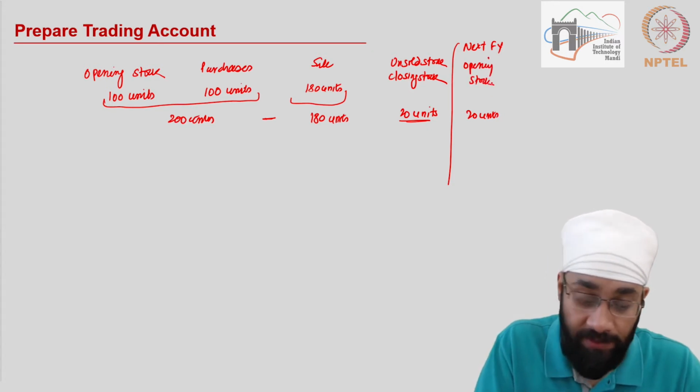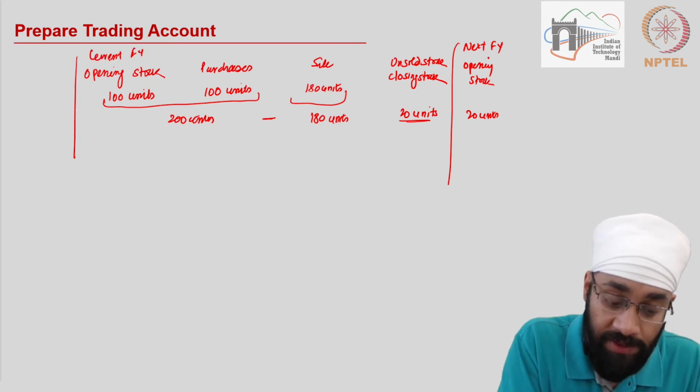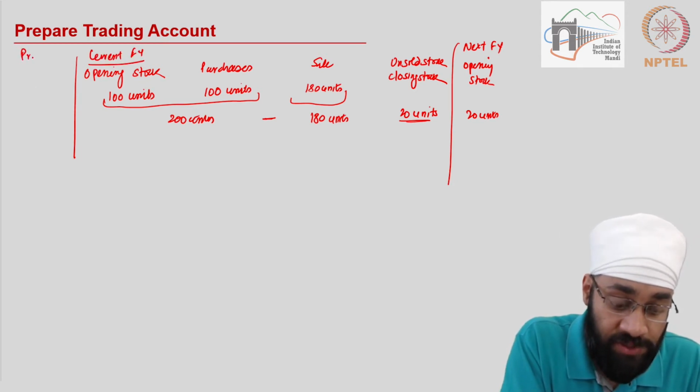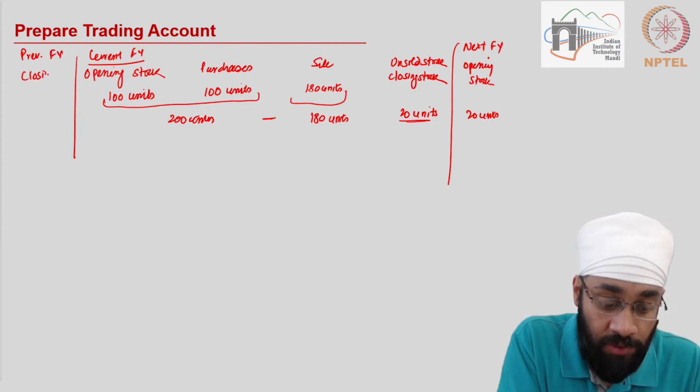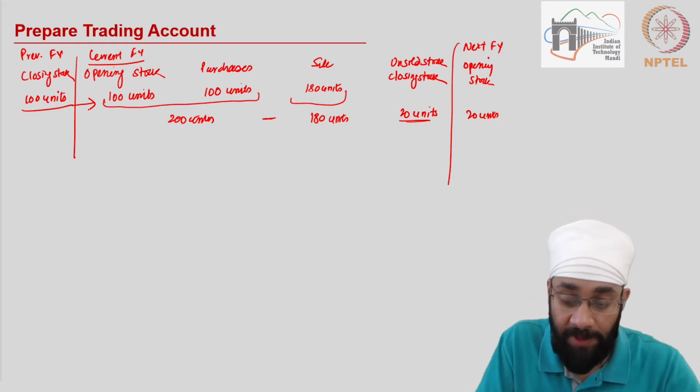Opening stock. Likewise, if this is the current financial year, then there was a previous financial year. In that previous financial year, the closing stock was 100 units, which is now being used in this year as the opening stock. So just understand that timeline.